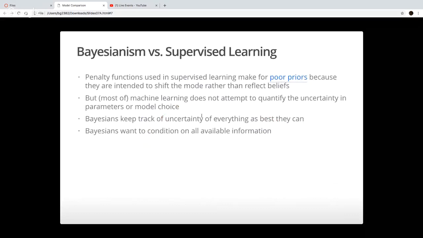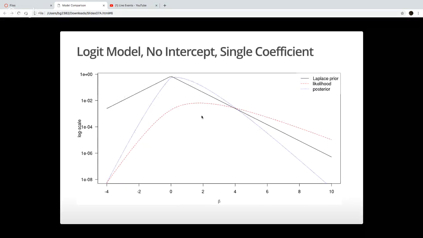So the penalty functions being used in supervised learning often make for poor priors. I linked to a blog post by Dan Simpson about that, because they weren't really intended to be priors. What they were intended to do is shift the mode away from the maximum likelihood estimator more toward the prior beliefs, but not really to capture your full uncertainty about the parameters before you see the data. And you could do this in RStanArm. You can just do prior equal lasso, and it will do the blue curve here.